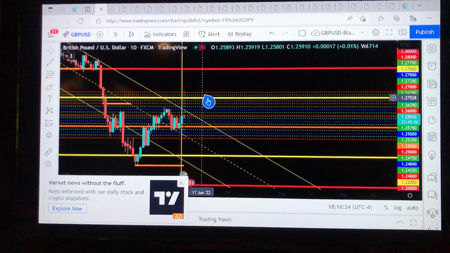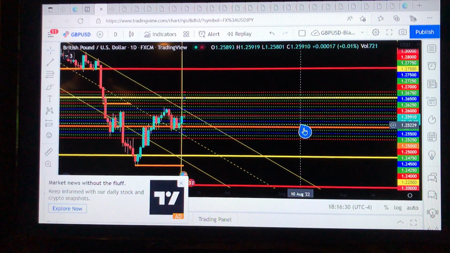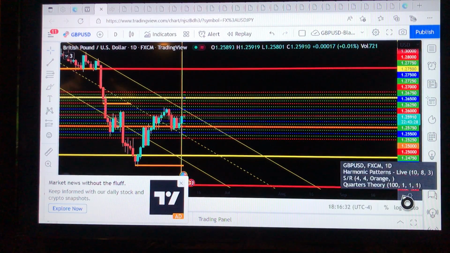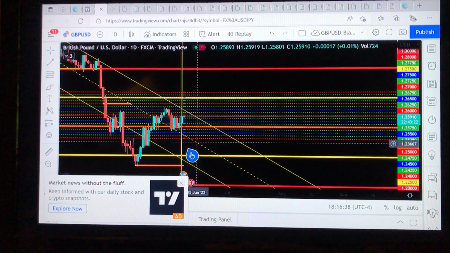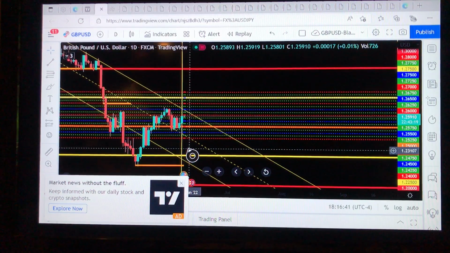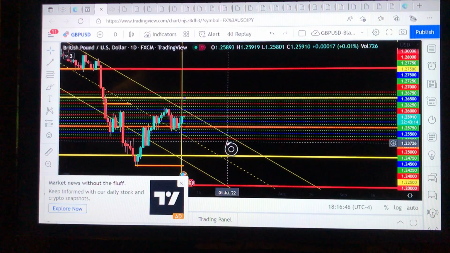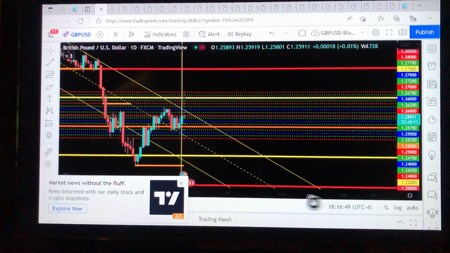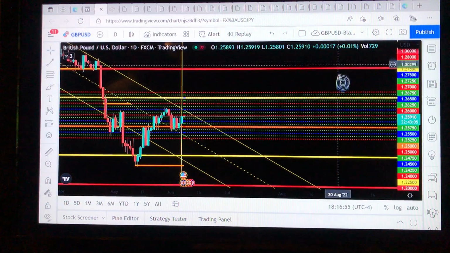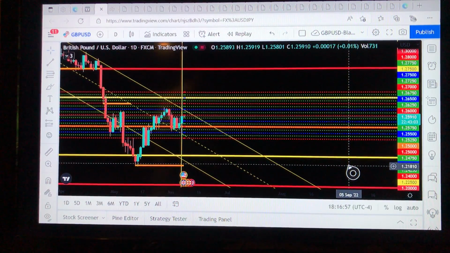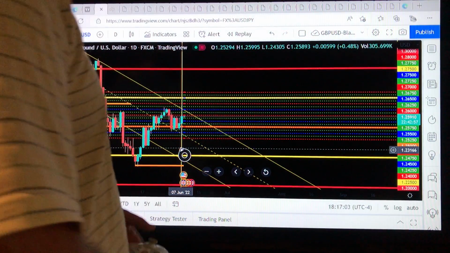I think it could come up here, come back down here, come back up here for a test, and then go down like that. That is my prediction. This could play out, and should and probably will play out over the next month or two. This is how I'm seeing it, and this is what I think. And we'll see. I'm making this video right here. Mark it down.